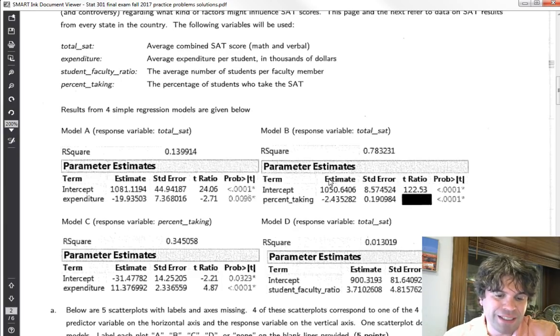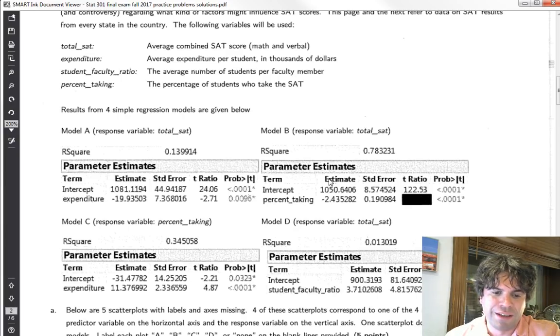This makes sense if it's a state with a low percentage of students taking the SAT. The students who are taking the SAT are probably the ones who are going to do the best on it. States in which there are higher percentages of students taking the SAT are going to be states where maybe more students are encouraged to take the SAT. Maybe the SAT is paid for by school districts or by the state.